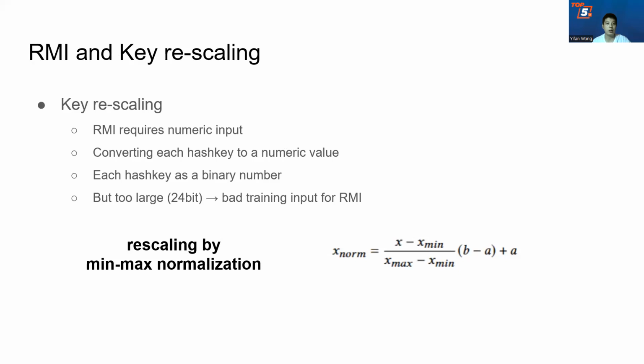And then it's the RMI query scaling. Query scaling is created because RMI requires numeric input. So we have to convert each hash key to a numeric value. Each hash key can be seen as a binary number, but it is too large because the hash key is usually long. So the binary number would be a bad training input for RMI. So we use a rescaling module to do a min-max normalization.